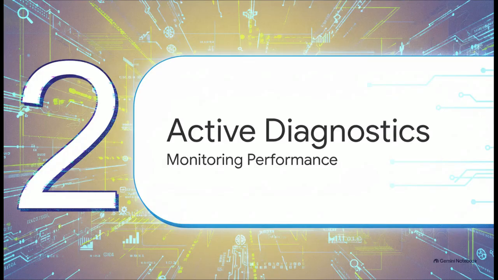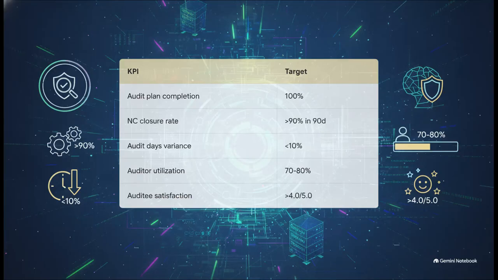Moving on to Section 2, Active Diagnostics, Monitoring Program Performance. Now that we've got our baseline set, this is where things get really interesting. We get to start reading the system telemetry. Think of this as the dashboard for our entire program. To actually know if our program is doing what it's supposed to do, we absolutely must monitor and evaluate its performance using key performance indicators, or KPIs, against very specific targets.